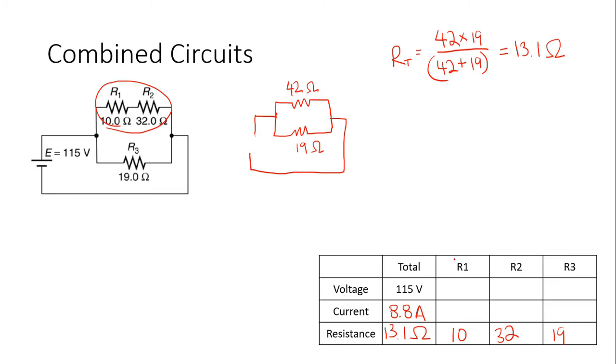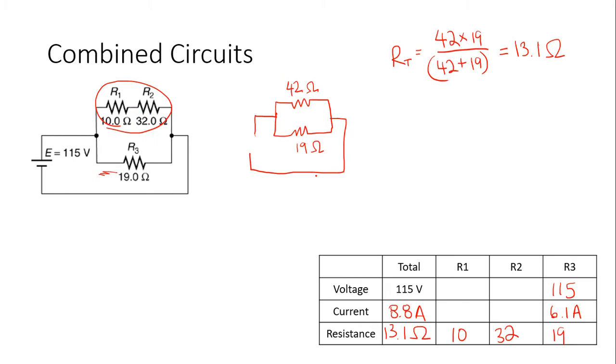So I just need to look back at my original picture, and I'm looking for something because the only place I'm dropping the voltage is across this parallel bank. So I'm looking for a single resistor where I can drop all 115 volts, and that's at R3 here. So I know that R3, all the voltage drops. And then once I do that, 115 divided by 19 gives me 6.1 amps. Okay, so I know 6.1 amps went down here.